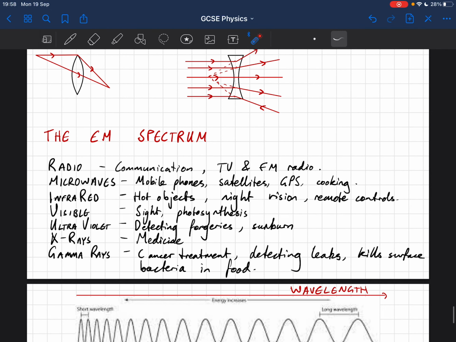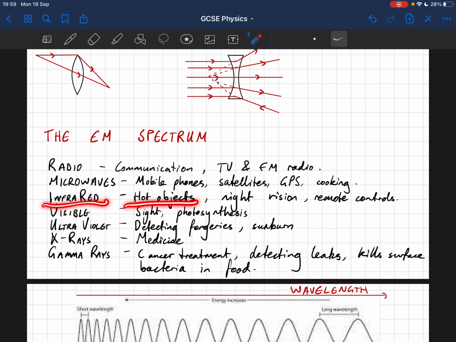Radio waves we use for communication, walkie-talkies and radioing between air traffic control, for example, and the pilot. We use them in TV, and we also use them in FM radio. Microwaves we use in mobile phones. We also use them in satellites, GPS, and cooking. The water molecules absorb microwaves very readily, which is why it heats our food. But humans are also about 70% water, so microwaves pose a significant risk to our health.